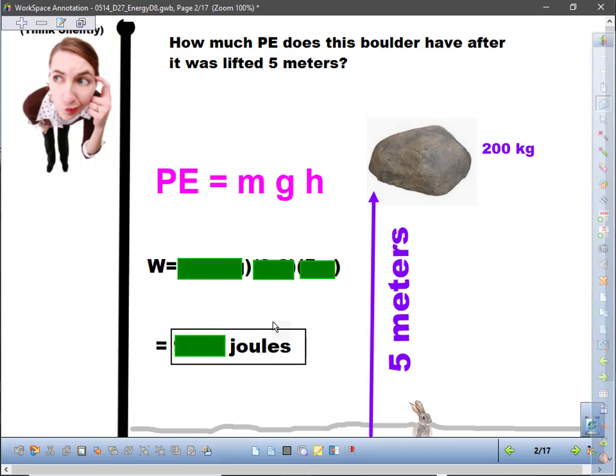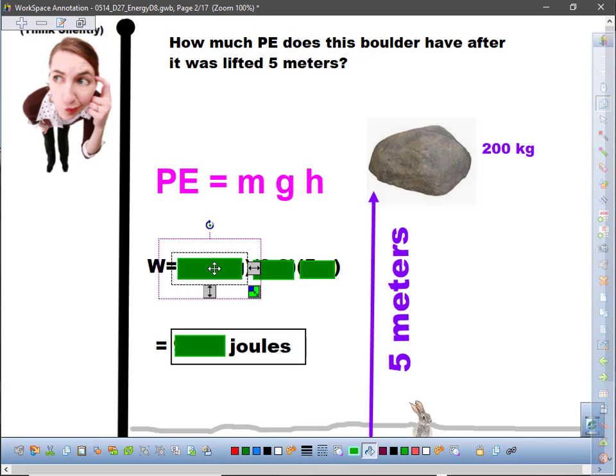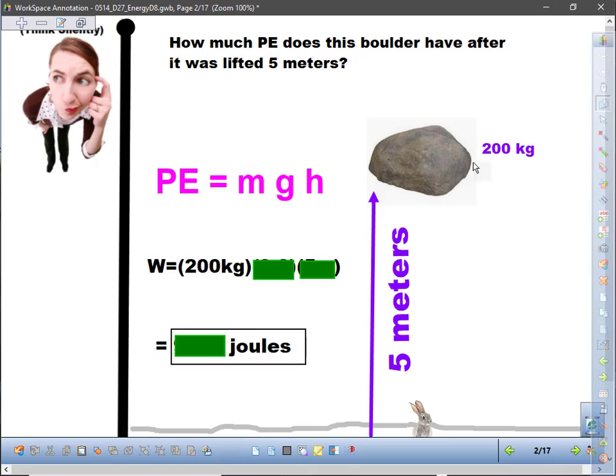So looking at our equation, looking at our situation, what goes in this first box for figuring out the work or the potential energy for lifting the boulder? It is the mass. The mass goes there, which is 200 kilograms. That's the mass of the boulder. What goes right here in this second spot?